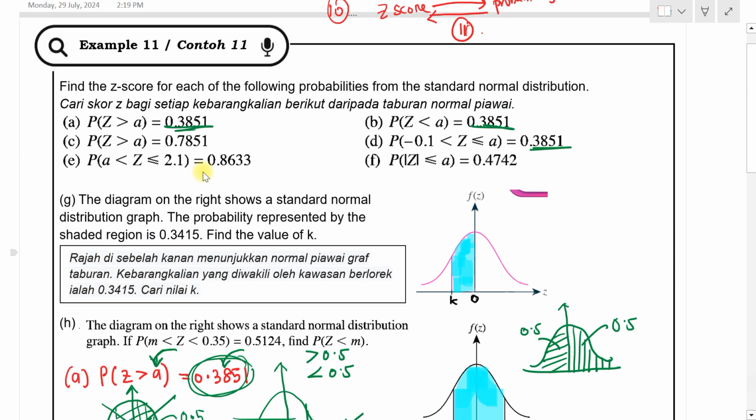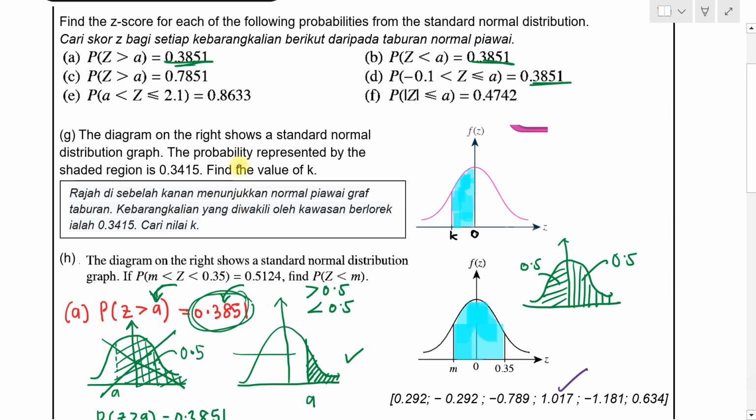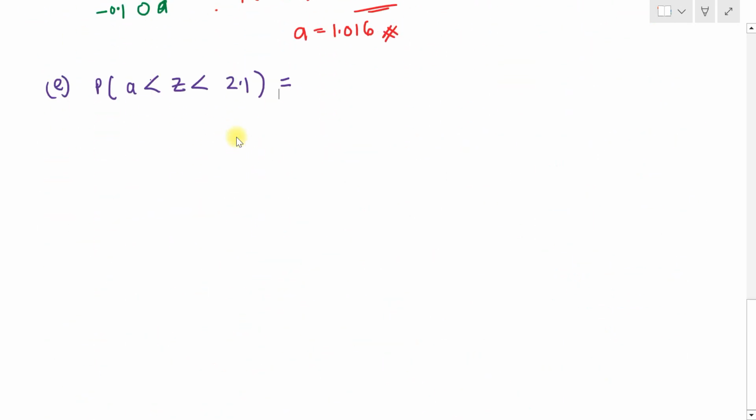Okay, let's move on to the E. Probability Z less than A equals 0.8633, 2.1. Okay, let's have a sketch on this. Your A should be positive or negative? Kita kena think the one first.